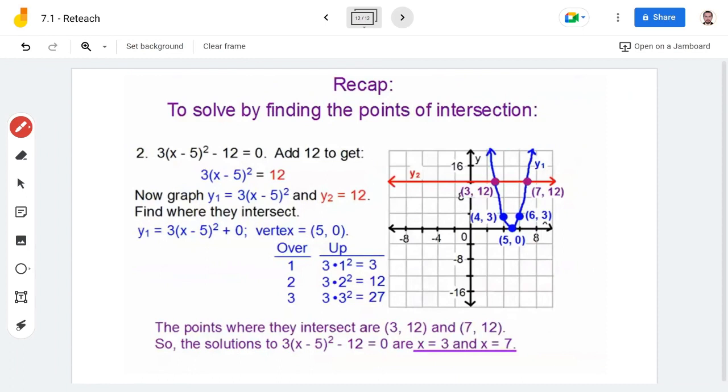And another, let's solve by finding points of intersection. To find points of intersection, we do the same thing we did now, which is add 12 to both sides. So we graph y1, we graph y2, and the graph will look like this one. I hope this is clear.